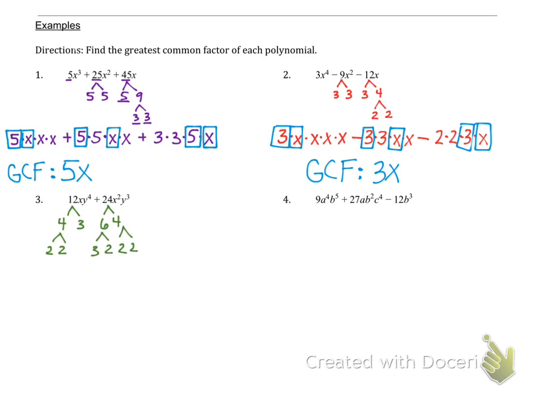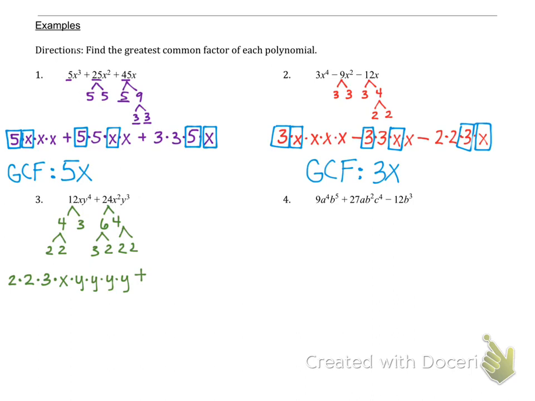Okay, so now let's write out all of our factors. So we have 2 times 2 times 3, and then we have times x, and then we have y to the fourth, so that means 4 y's: 1, 2, 3, 4. And then we have our plus sign.